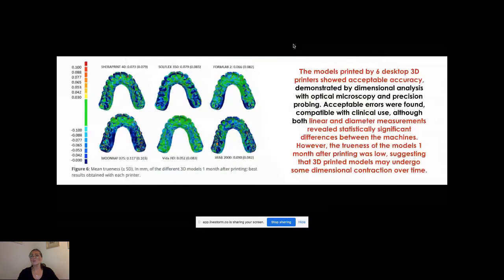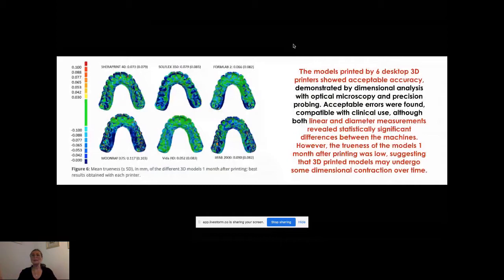Another conclusion of the study was that even if most of the printed models offered acceptable accuracies, with slight differences to each other in different 3D directions, we saw that the trueness after printing was low. That means that the 3D printed models had some dimensional contractions over time. So this was the second conclusion.